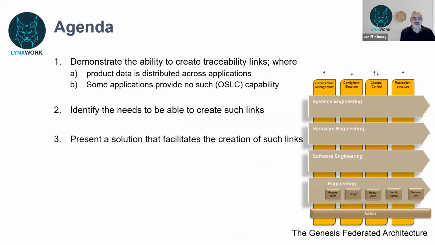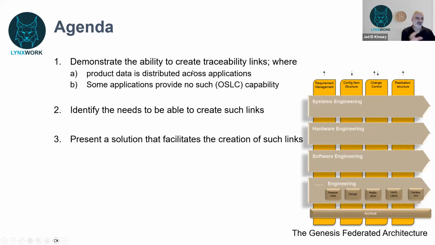Okay, so this is my agenda for today. I wanted to actually start a little bit backwards. Maybe I thought I'd start with a demo where we show how you can create these traceability links between different applications. And the scenario we have is that you have a lot of applications, your product data is distributed across many applications. How can you create these traceability links between them?